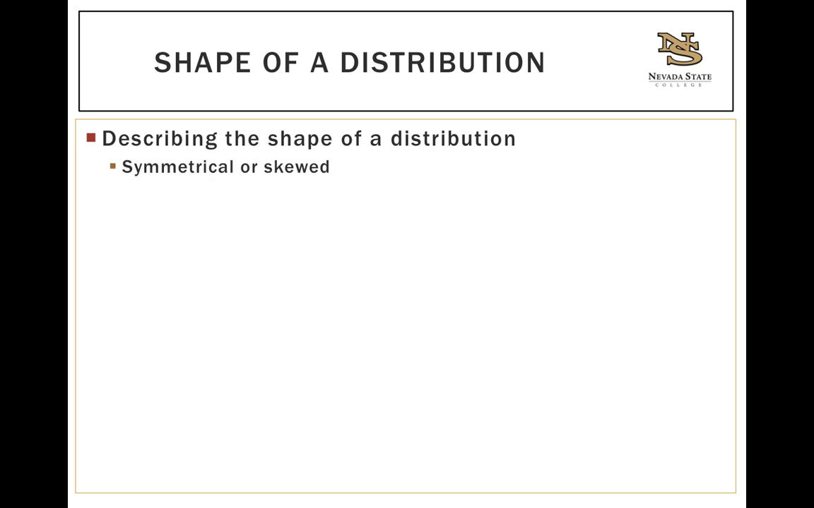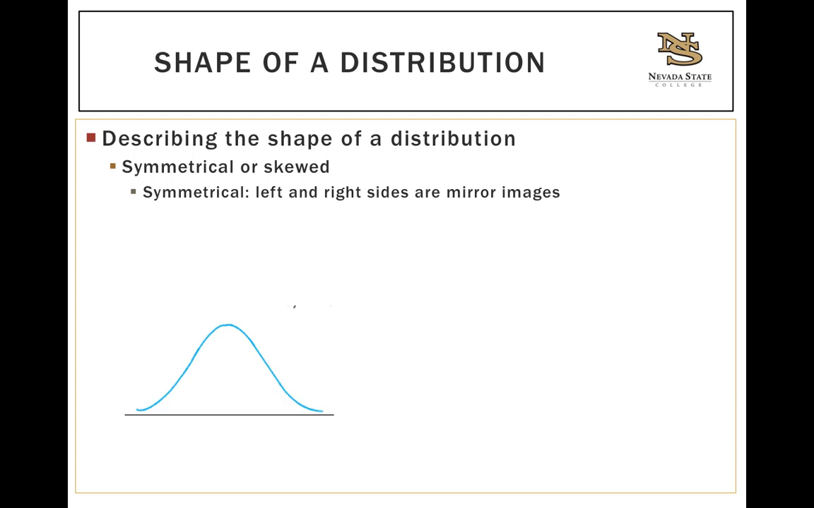So for example, we can say whether our distribution is symmetrical or skewed. If a shape is symmetrical, it means the left and right sides are mirror images. So you can imagine folding the graph or the shape in the middle and seeing if they would match when you folded them over. So for example, here we have a symmetrical distribution. As you can see, if we were to fold it along the dotted line, the two sides would match each other.